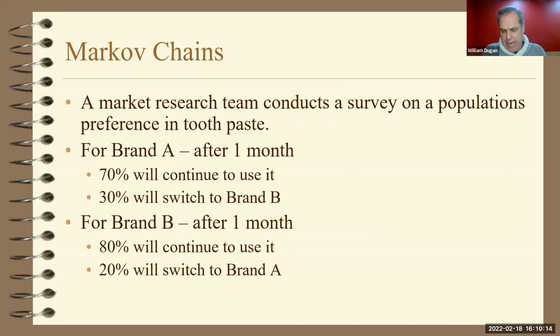A market research team is going to conduct a survey on population's preference in toothpaste. There's going to be only two brands that the population uses, brand A and brand B. So in 1 month, 70% of people who use brand A will stick with it. 30% will swap to brand B. And in 1 month, 80% of people who choose brand B will stick with it, and 20% of them will swap to brand A. Now, what I want to know then is there a way for us to predict in the future what percentage of people will prefer brand A over brand B?